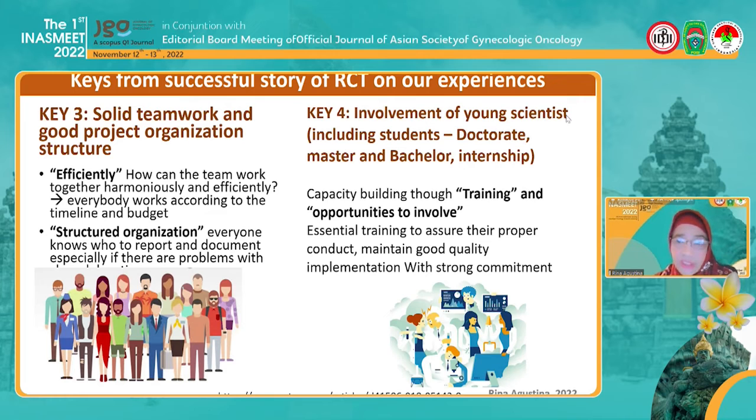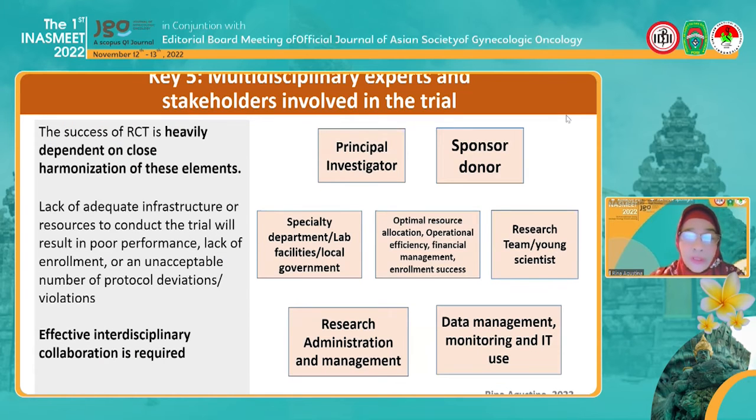Essentially, training them assures their proper conduct, maintaining good quality implementation of the trial with very strong commitment. Another key is that the success of the trial is heavily dependent on close harmonization of these elements: the principal investigator, sponsor, donor, specialty department and lab, optimal resource allocation, research team, research administration, and data management, monitoring, and IT use that we actually use for the trial.